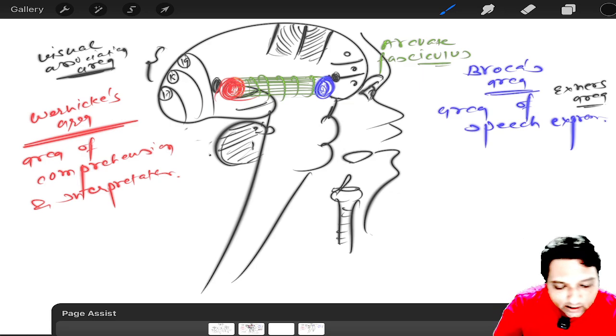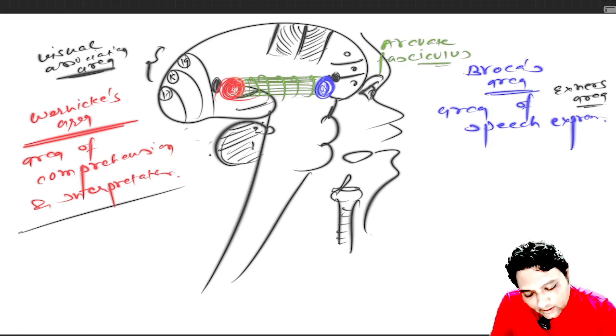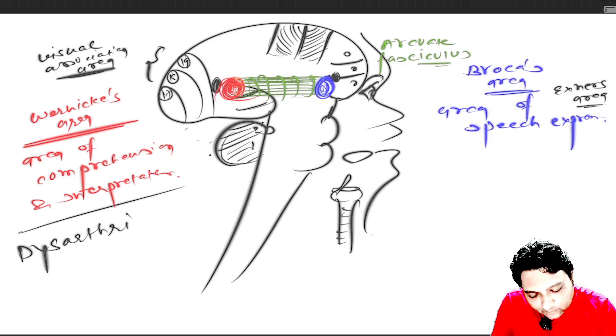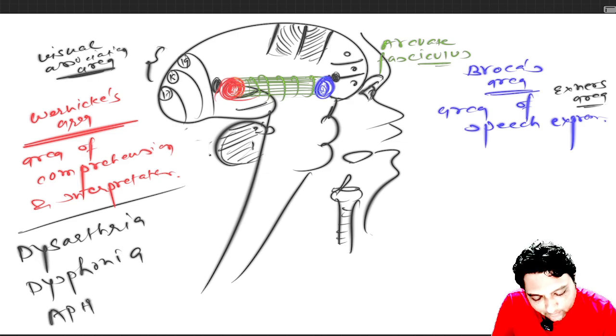Okay, there are three terminologies. First is dysarthria, second is dysphonia, and third is aphasia.